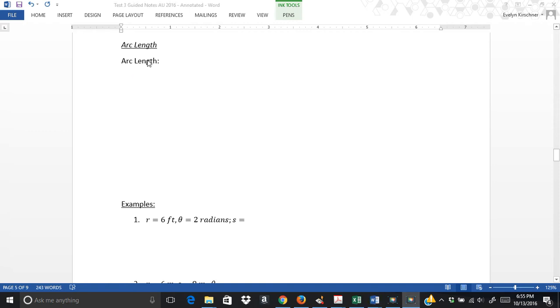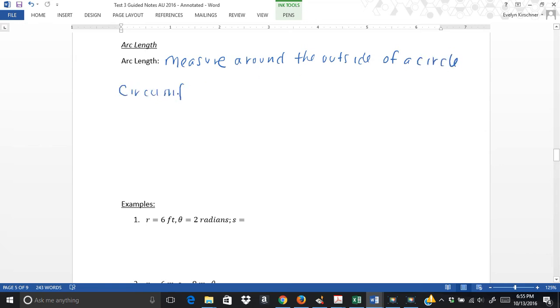Okay, arc length is the measure around the outside of a circle. So this is related to circumference. But our circumference is the whole circle. It's 2 pi r. But our arc length does not have to be the whole circle. It can be part of the circle.